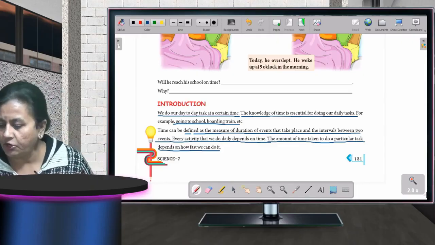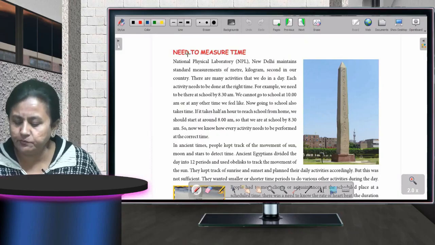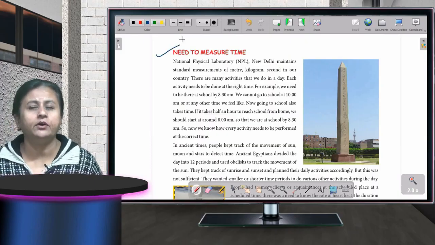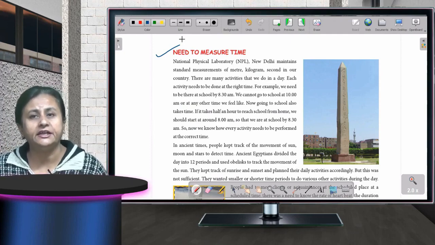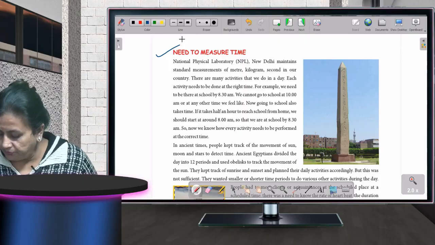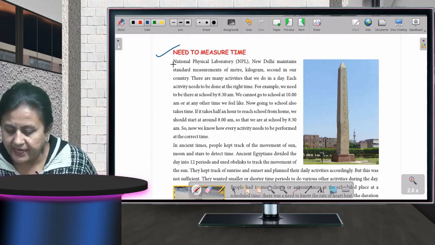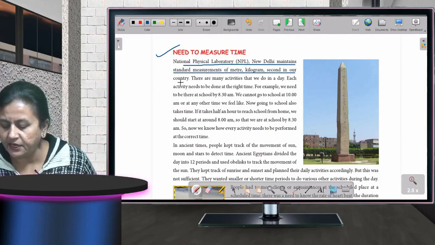Fine children. Now moving to the next page. Why is there need to measure time? Why? What is the importance? Why do we measure time? So that a given task can be done in a proper way and at a proper time. So if I talk about National Physical Laboratory, New Delhi maintains standard measurements of meter, kilometer, second in our country.